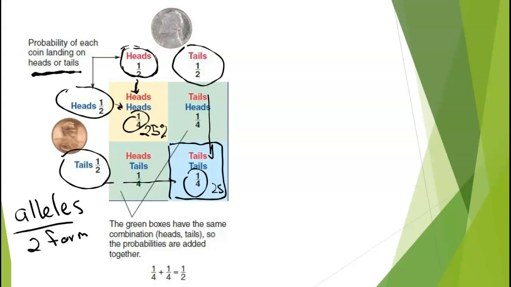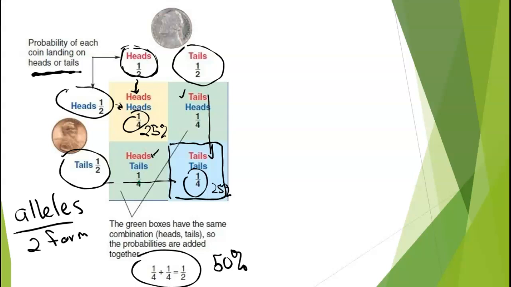Another 25%. The probability of having heads and tails from the two coins being flipped is 50% because you have two boxes. It does not matter that heads is on top and tails is on top for those two boxes. They equal 1/2 probability, which is 50%. If you add up all the boxes, it should be 100% every time. 50% plus 25 is 75% plus 25% is our 100%.